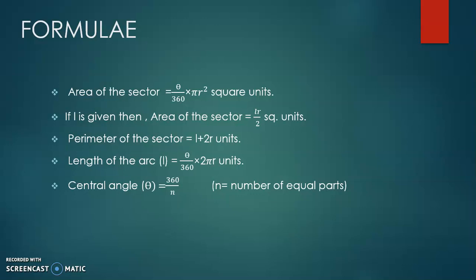Shall we go through the formula once again? Yes. Area of the sector is equal to theta by 360 into pi r square. One more formula we have for this, LR by 2. And next one, perimeter of the sector is equal to L plus 2R. Next one, length of the arc L is equal to theta by 360 into 2 pi r units. And last one, central angle theta is equal to 360 by small n. Shall we move to the problem?